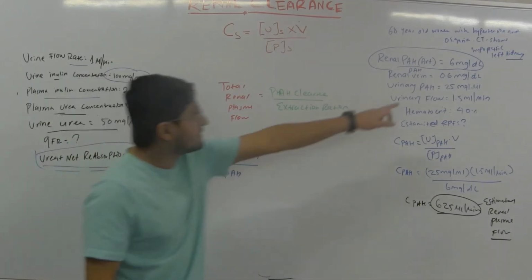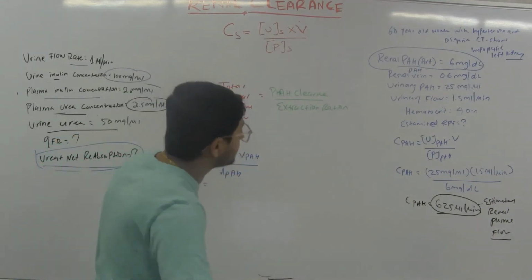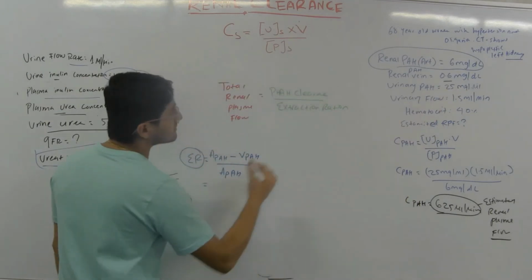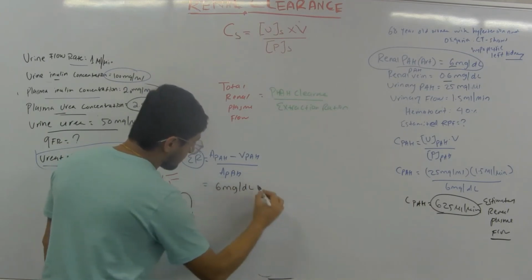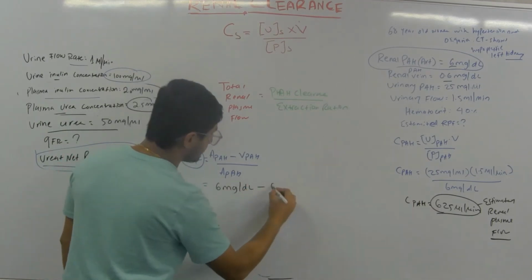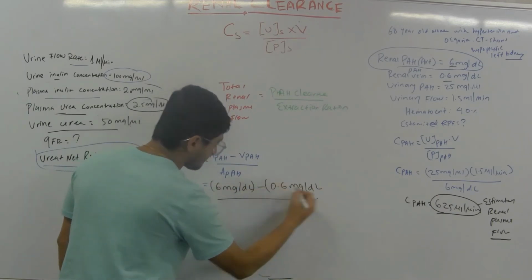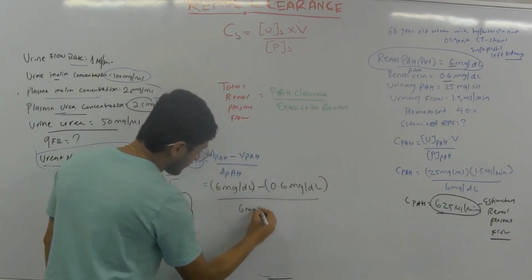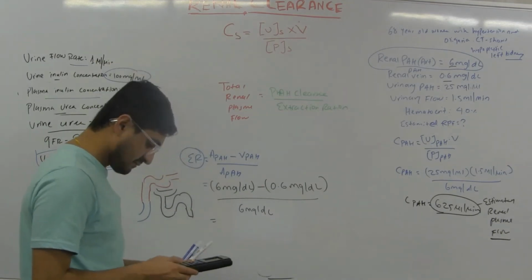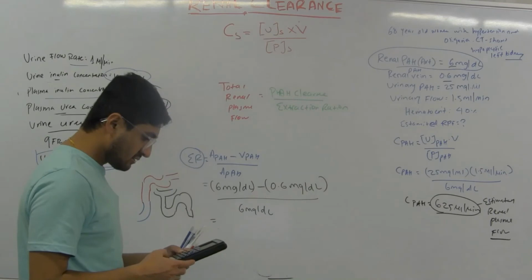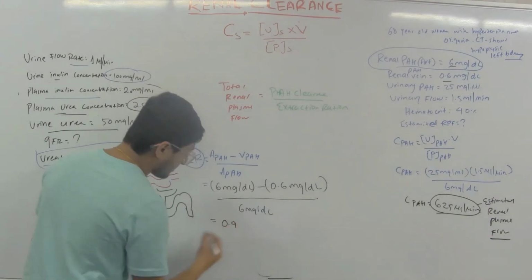And remember, they have given here my arterial side, they said 6 milligrams. If you come back here, look at this, they're giving you, right here. So the arterial side, they said 6 milligrams per deciliter, minus my vein, 0.6 milligrams per deciliter, over my arterial, which is 6 milligrams per deciliter, and a ratio is not going to have any unit. So when you do the math, 6 minus 0.6 divided by 6 will give you 0.9 or 90%.